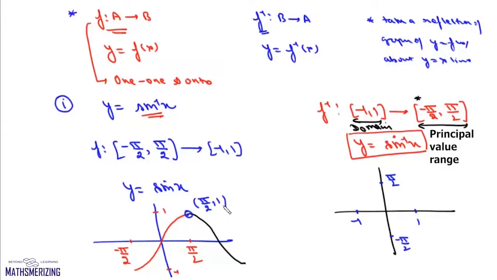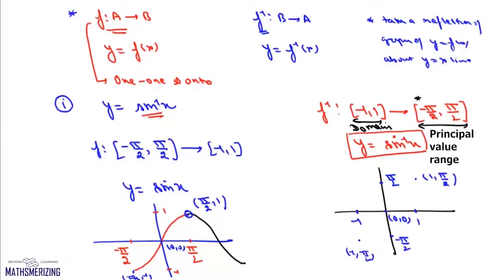Now if we look at this point, it is pi by 2 comma 1. Now we'll interchange x and y. So here it will be 1 comma pi by 2. So I'll mark this point. This point is 0 comma 0. So if I interchange x and y, this will again be 0 comma 0. And this point is minus pi by 2 comma minus 1. Now it will be minus 1 comma minus pi by 2.